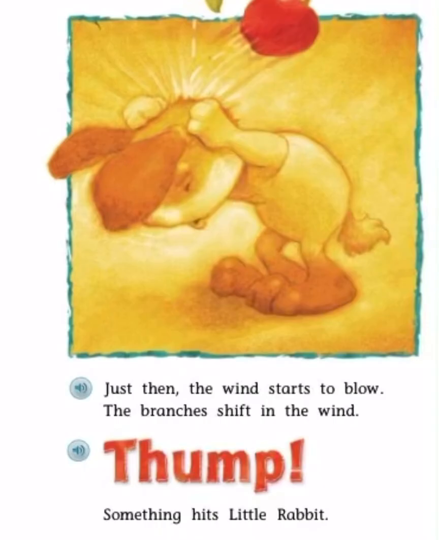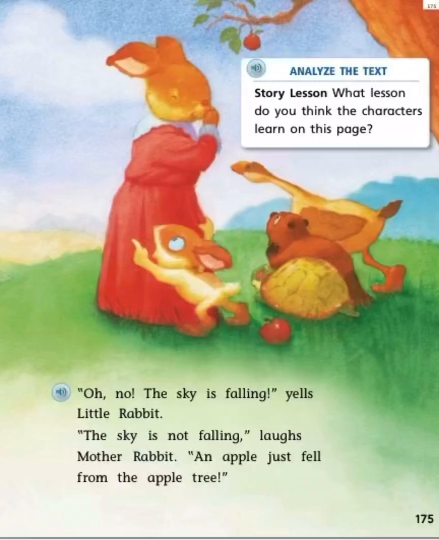Just then, the wind starts to blow. The branches shift in the wind. Thump! Something hits Little Rabbit. Oh no, the sky is falling, yells Little Rabbit. The sky is not falling, laughs Mother Rabbit. An apple just fell from the apple tree. Analyze the text. Story lesson. What lesson do you think the characters learn on this page?